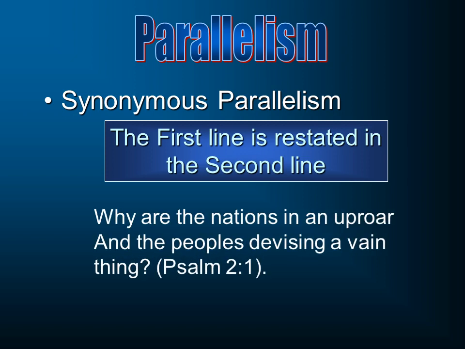Psalm chapter 2, beginning in verse 1. Why are the nations in an uproar and the peoples devising a vain thing? Notice how nations and peoples are really just two different ways of describing the same thing. The nations are in an uproar, devising a vain thing. That's just two different ways. The second line helps us to explain what happened in the first line. It just restates it in different terms.